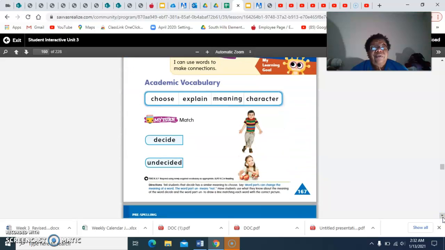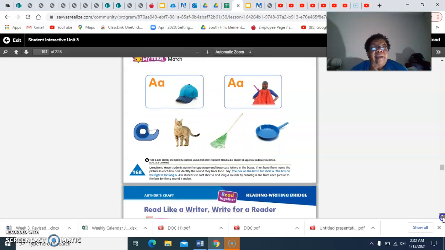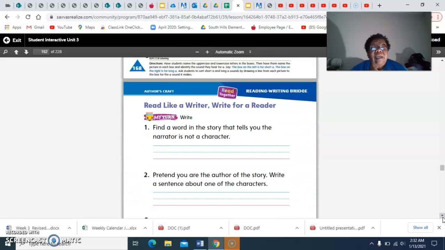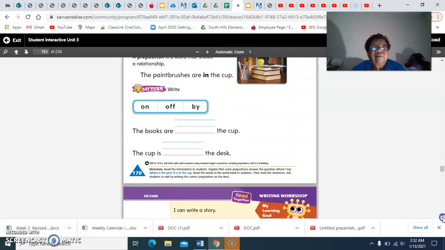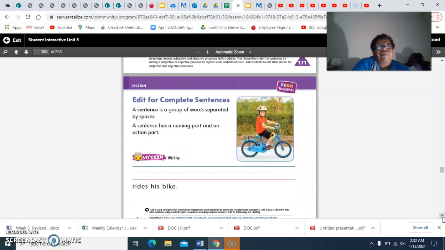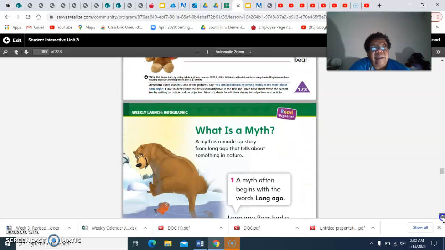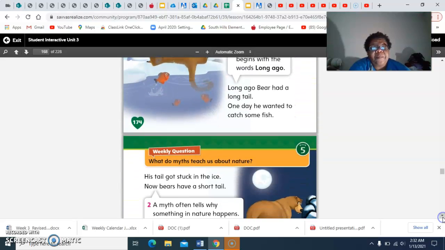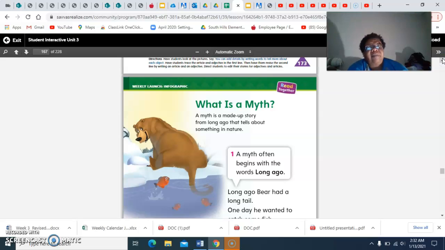pictures, and then it has a few more pages for spelling, practicing the letter A and the sounds, and it also has about the story, about what characters are. Okay, and then pronouns. So it has a few more things in there for you to do to practice with your writing. And then that's week 5. So when you get to that part, you'll stop, and that will be for next week. So we have lots of pages to cover this week.